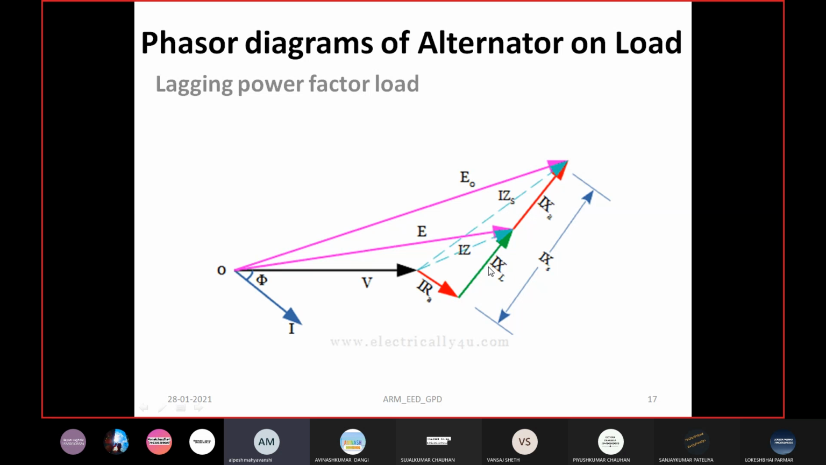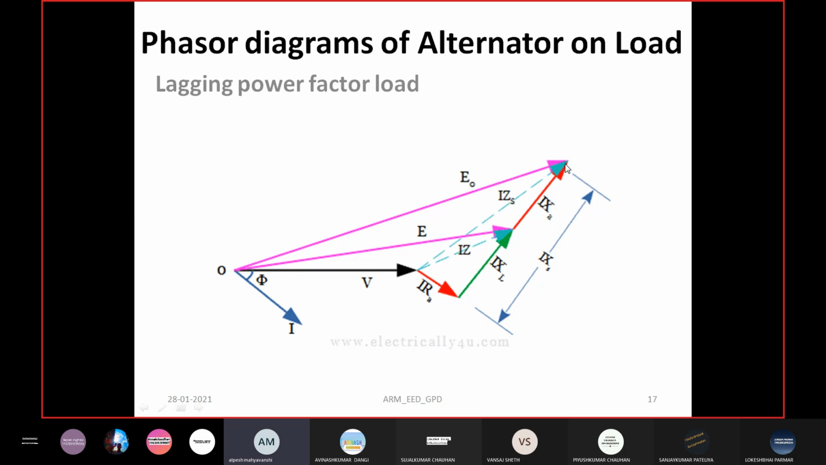Now next drop is the IAXL drop. We have to draw this IAXL drop perpendicular to the armature current, at the end of the armature ohmic drop phasor. So we add this IAXL drop at the end of the armature ohmic phasor perpendicularly. Now next is the armature reaction drop, IAXA drop, that is added to the IAXL drop.